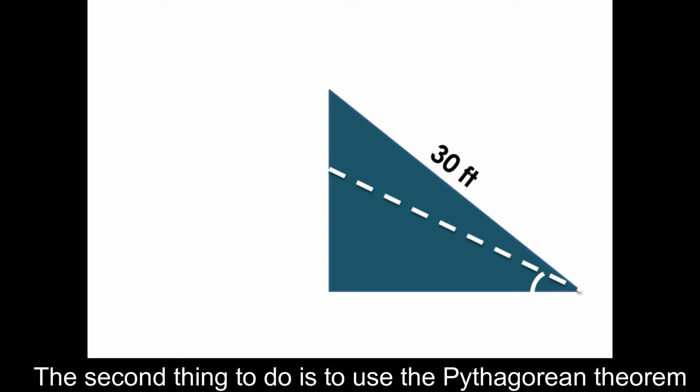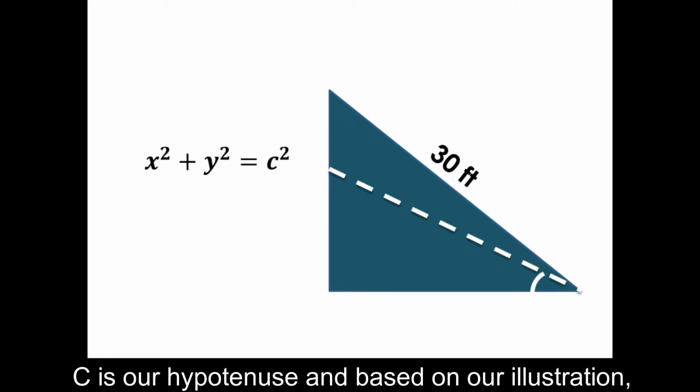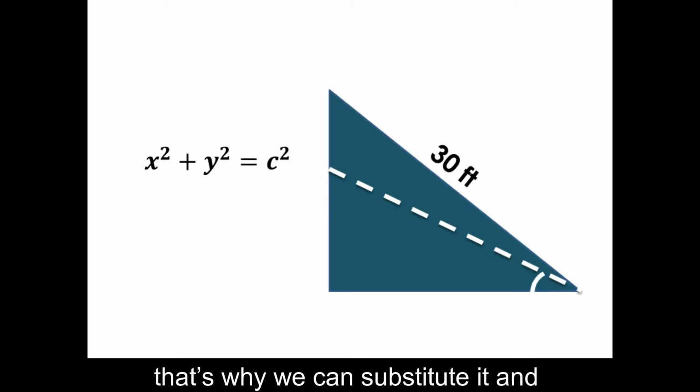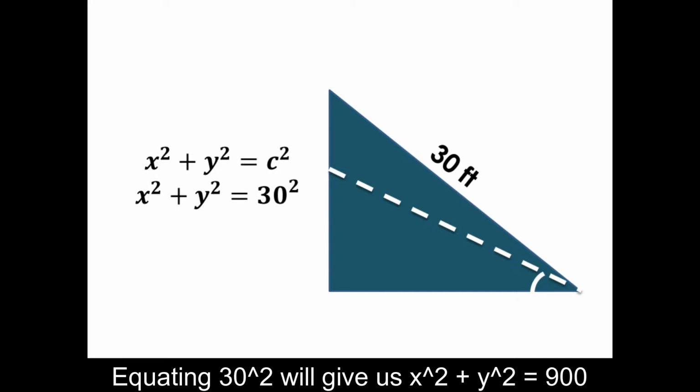the Pythagorean theorem, which is x squared plus y squared is equal to c squared. c is our hypotenuse, and based on our illustration, we already have its value, which is 30 feet. That's why we can substitute it, and it will become x squared plus y squared is equal to 30 squared. Equating 30 squared will give us x squared plus y squared is equal to 900.